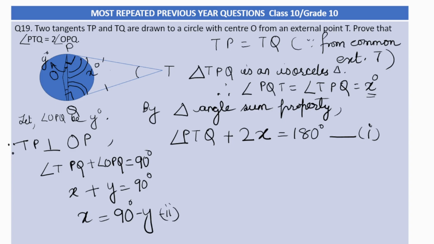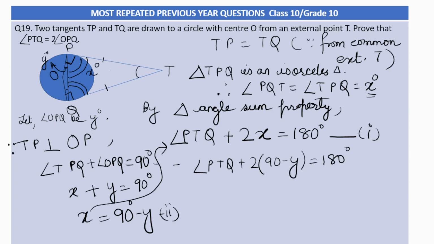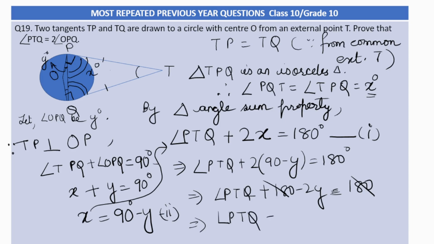Now substituting the value of x from here into this particular equation, what will we get? Angle PTQ plus 2 multiplied by 90 minus y. Instead of x, I'll write 90 minus y, equal to 180 degrees. Now let's remove this bracket: angle PTQ plus 180 minus 2y equal to 180. Now this 180 will get cancelled because it has the same sign on either side of the equation. What remains? Minus 2y. I'll take it to the other side, it will become plus 2y. So PTQ is equal to 2y.